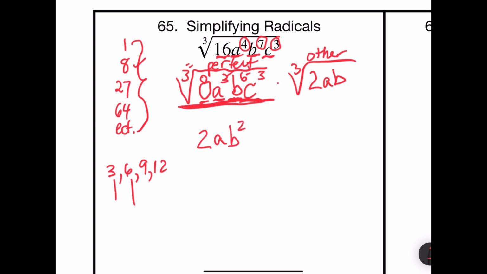And then I'll look at c. 3 divided by 3 is 1, so that would be c. My other, I just have to express as the cube root of 2ab. And so my answer would be 2ab squared c times the cube root of 2ab.